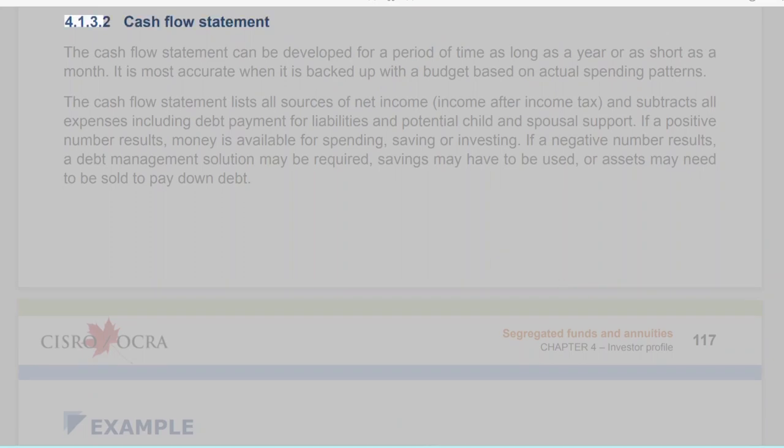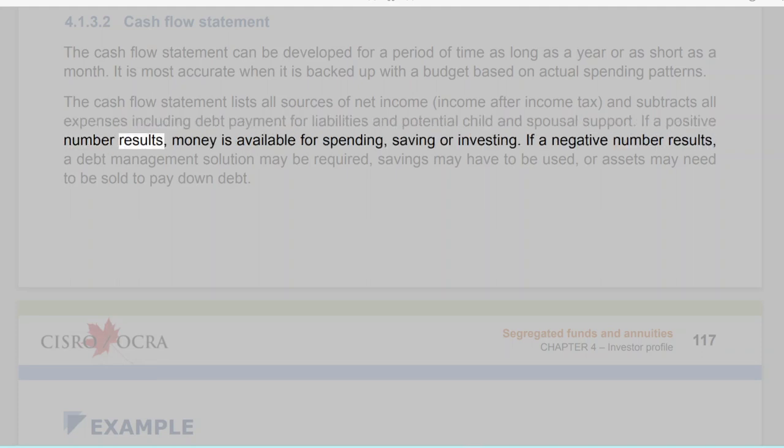For 3.1.3.2, Cash Flow Statement. The cash flow statement can be developed for a period of time as long as a year or as short as a month. It is most accurate when it is backed up with a budget based on actual spending patterns. The cash flow statement lists all sources of net income, income after income tax, and subtracts all expenses including debt payment for liabilities and potential child and spousal support.